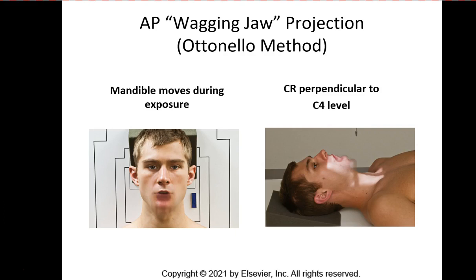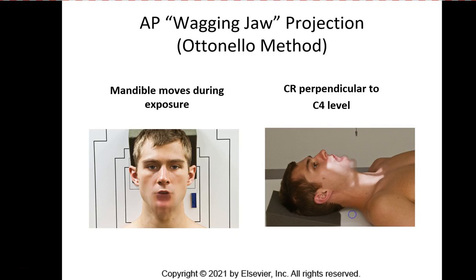Well, what is that motion going to do during our x-ray? Right, it's going to blur some structures. So the purpose is to blur the mandible so you can visualize C1, C2. Again, this is an alternative to the AP open mouth if you're having trouble visualizing that dens.